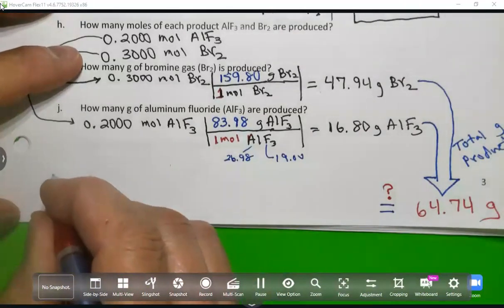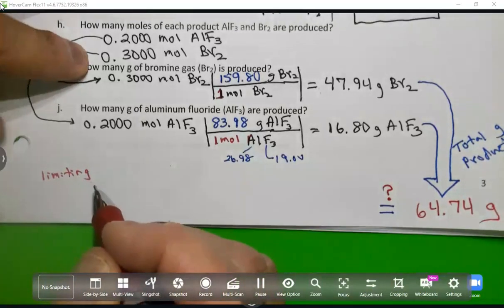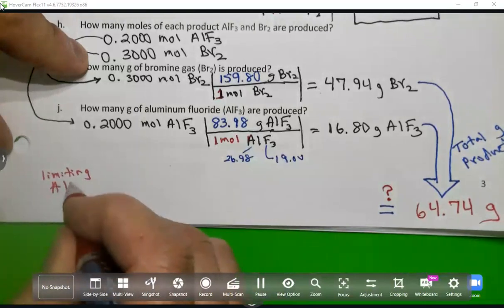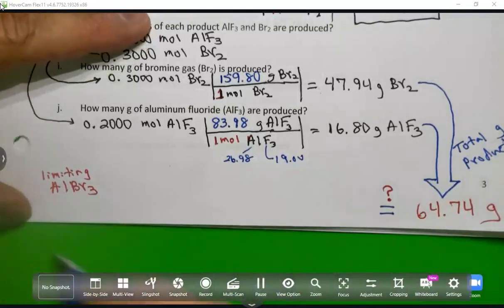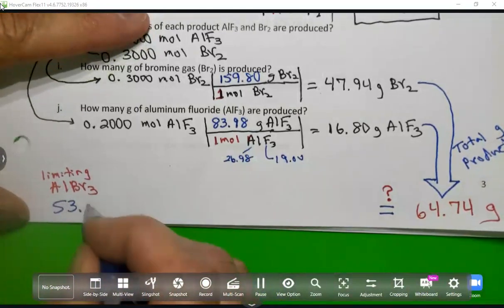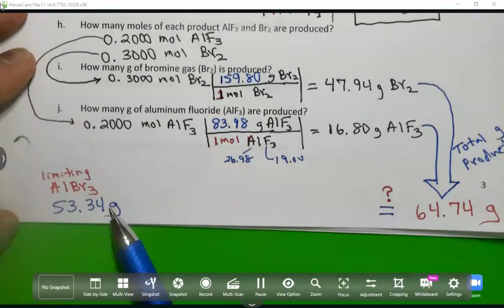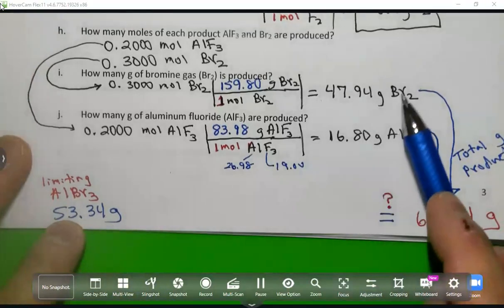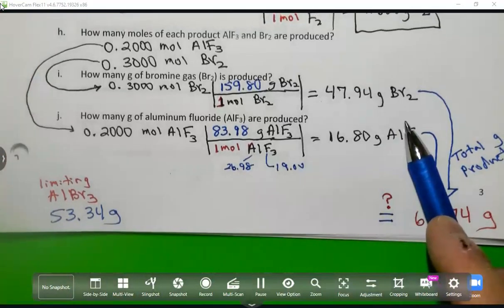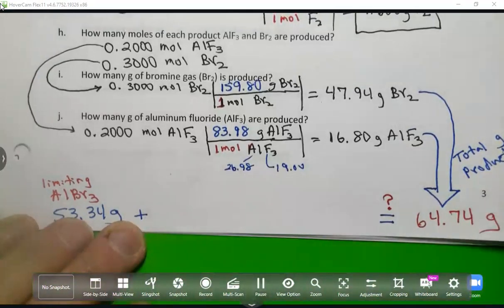First of all, my limiting reactant was AlBr3, and that was 53.34 grams. All of that 53.34 grams went into these two products. Right? That makes sense, correct? So now let's do this for the excess.